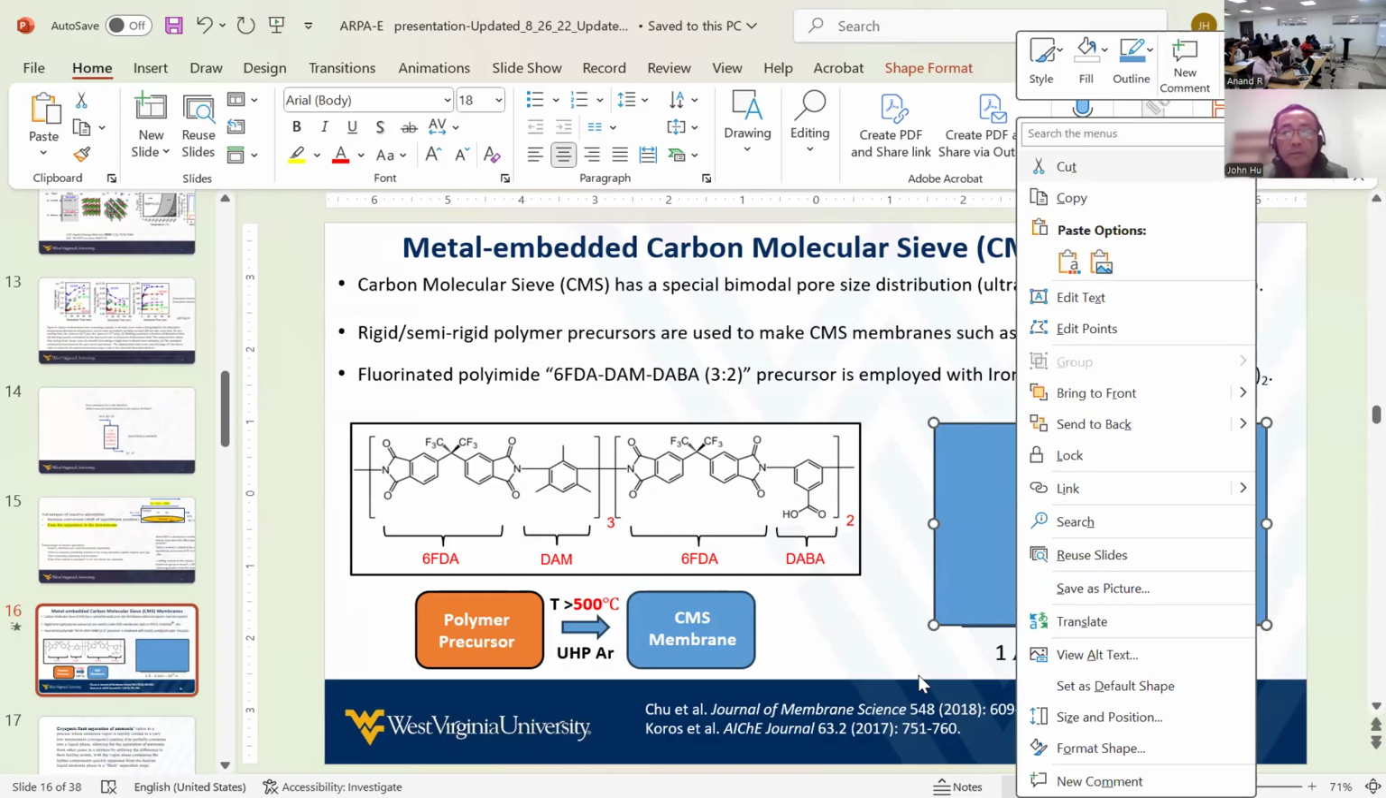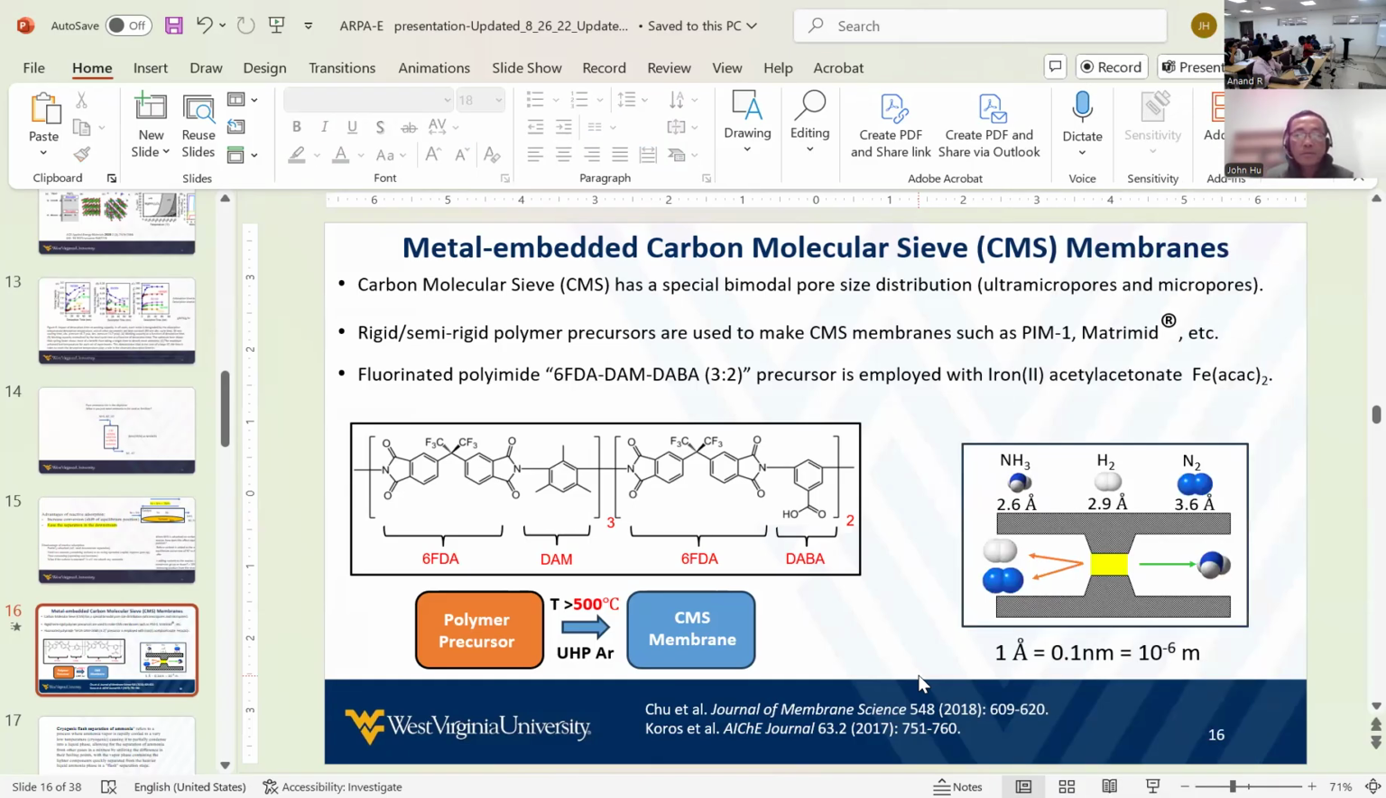This is the answer. Can you believe that? Do you see ammonia, hydrogen, nitrogen? Ammonia is smaller. Nitrogen is larger. Oh yeah, nitrogen is big. Everyone knows nitrogen is a big molecule. But very few people know ammonia is smaller than hydrogen.